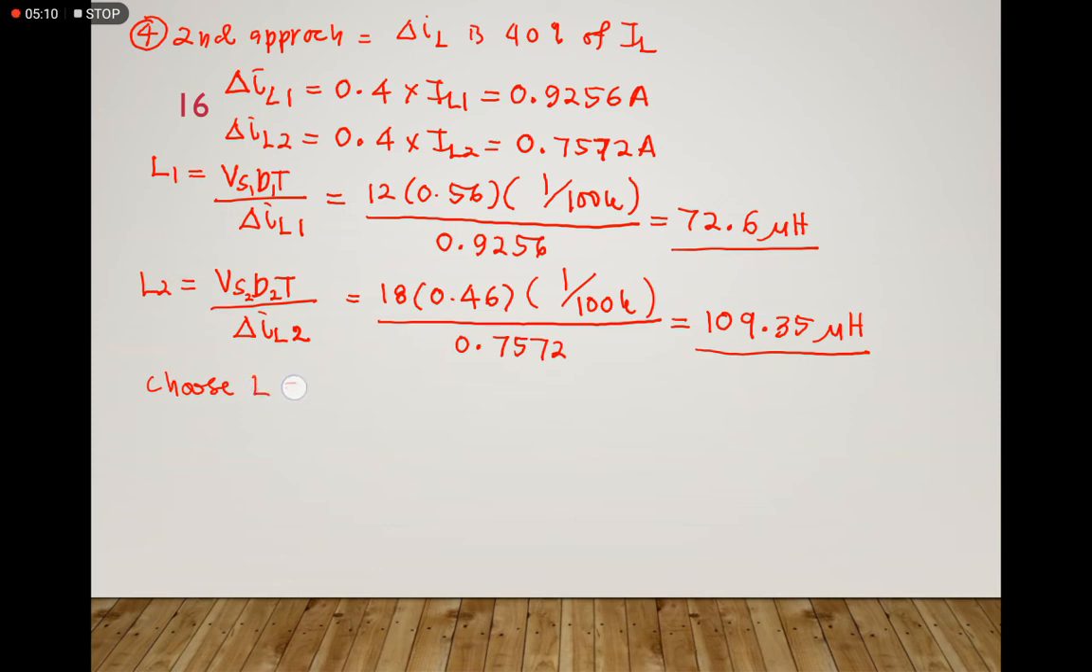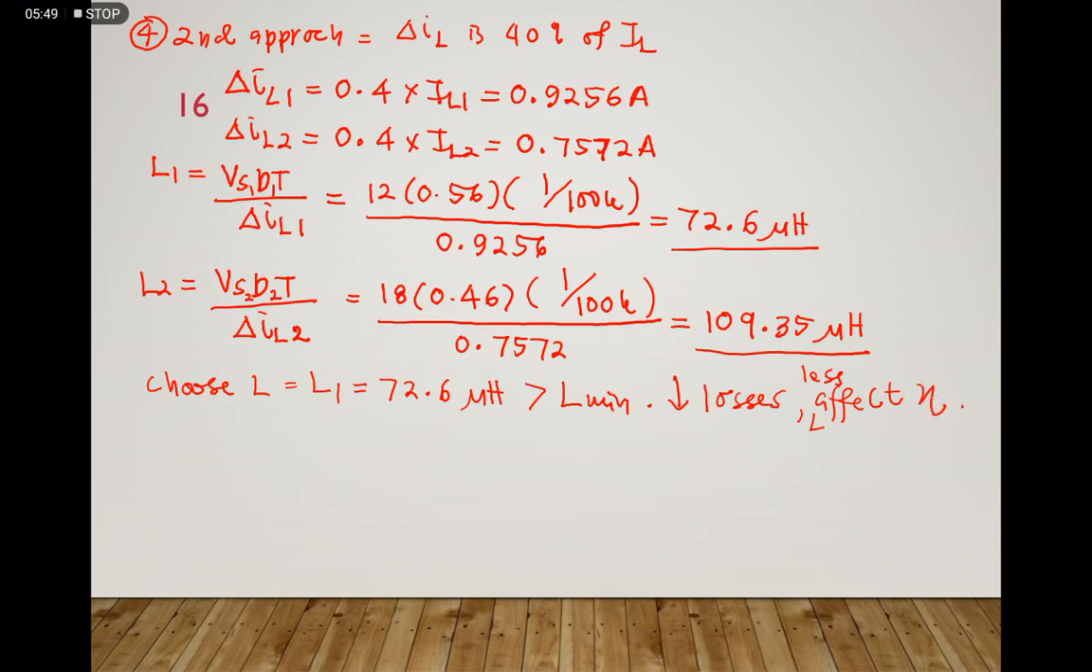So in this approach I'm going to choose L equals L1, which is 72.6 microhenry. This value is already greater than the required L min. Because we want the losses to be not that big, it will have less effect on the efficiency.